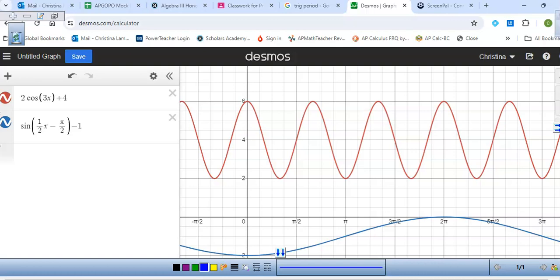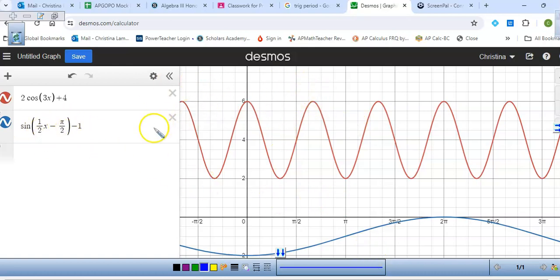All right, for your trig graphs, when you are looking for the different information based on the graph itself, there's a few vocabulary words that we need to go over. So the easiest is the midline. This red graph corresponds with this trig function over here in red. This is 2 cosine of 3x plus 4. And then this blue graph is going to be this one down here.